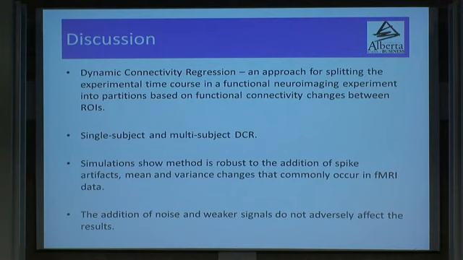So to summarize, dynamic connectivity regression is an approach for splitting the experimental time course in a functional neuroimaging experiment into partitions based on functional connectivity changes between ROIs. We have two algorithms now, a single subject and multi-subject DCR. I haven't shown all the simulations, but there are lots. Simulations show that the method is robust to the addition of spike artifacts, mean and variance changes that commonly occur in fMRI data. And the addition of noise and weaker signals do not affect the results.